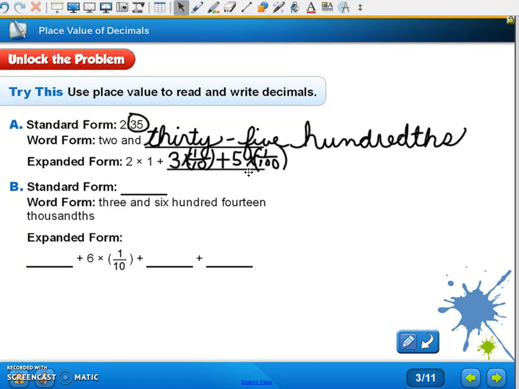Yes, Steve? Can we put them around the 3 and the 1/10?